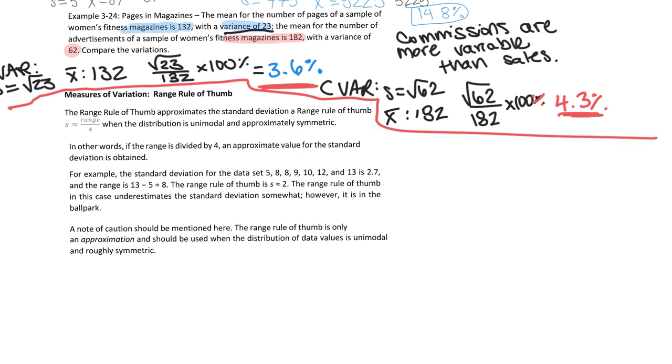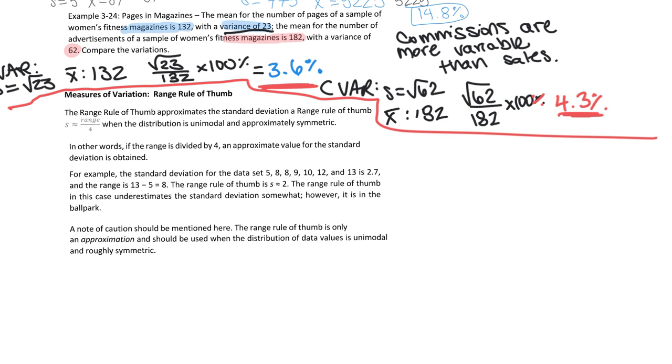So 3.2 just has a lot of these little things, right? And the next is called range rule of thumb. And we don't use this very often at all. So I'm going to go through it pretty quickly because the next part we actually do end up using and you have it on your homework. So the range rule of thumb just approximates the standard deviation. And basically it's saying you could take the range and divide by 4. If the distribution is unimodal and approximately symmetric, then we divide by 4, and the approximate value for the standard deviation would be obtained. And so that's all that's saying.